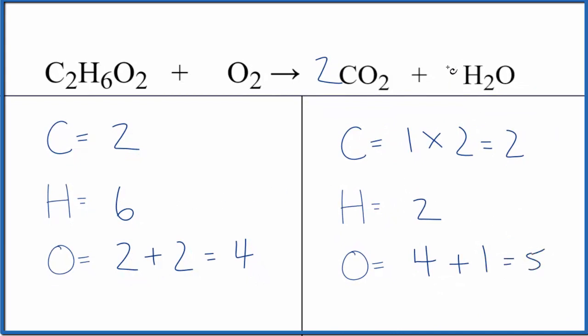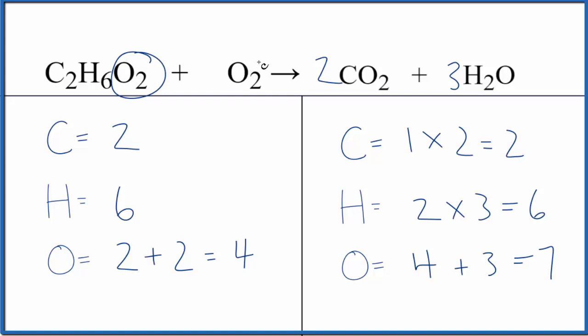If we put a 3 here, 2 times 3, that gives us 6. We do need to update these oxygens again. 2 times 2 is 4, plus 3 times the 1, that'll give us 7. And so now we have a bit of a problem. This one is kind of challenging. We have 2 oxygens here and 2 here, and we need to get this odd number.